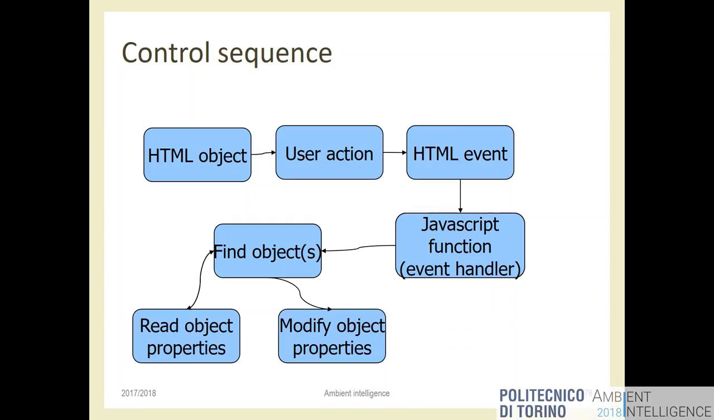These three actions, finding objects, reading properties, and modifying properties, are a bit complex if I work directly with the DOM interface. The DOM is very nice because it gives me access to everything, but it's a very low-level interface. That is why people usually use higher-level libraries, like the jQuery library that we'll see next week, that will make finding objects and changing object properties really quick, especially when we need to read or change many objects at the same time. Okay, but I don't want to anticipate anything.